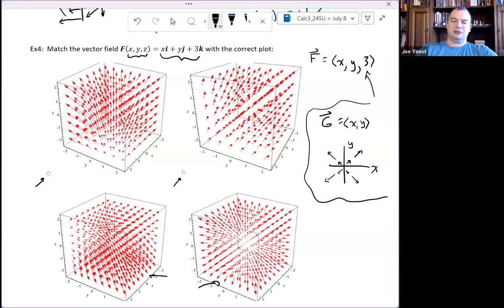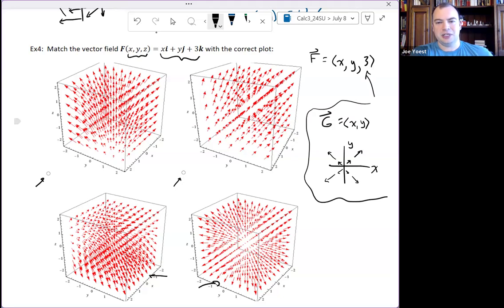Now, if I imagine laying that flat and then taking each of these vectors and pulling their terminal point upwards 3 units, well, then I can see I'm going to get vectors that point away from the z-axis and are going upwards.